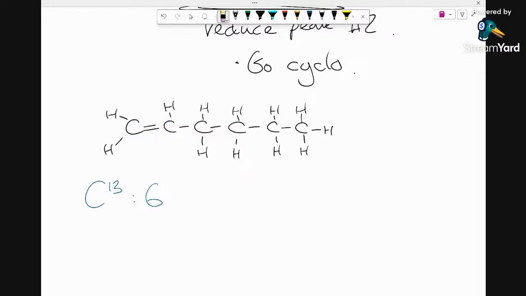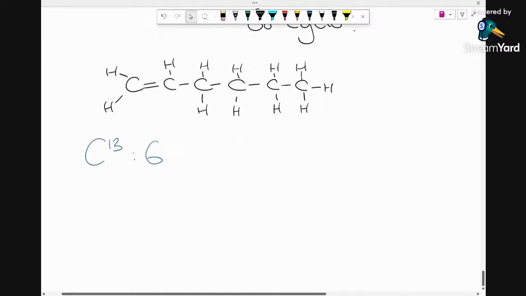And in fact, most of them are going to be within the same range, but they're all different distances from this C double bond, which means they're going to be distorted. They're going to be pushed a little bit downfield, just a little bit. And so, anyway, neat question. And we're going to get 6 peaks.